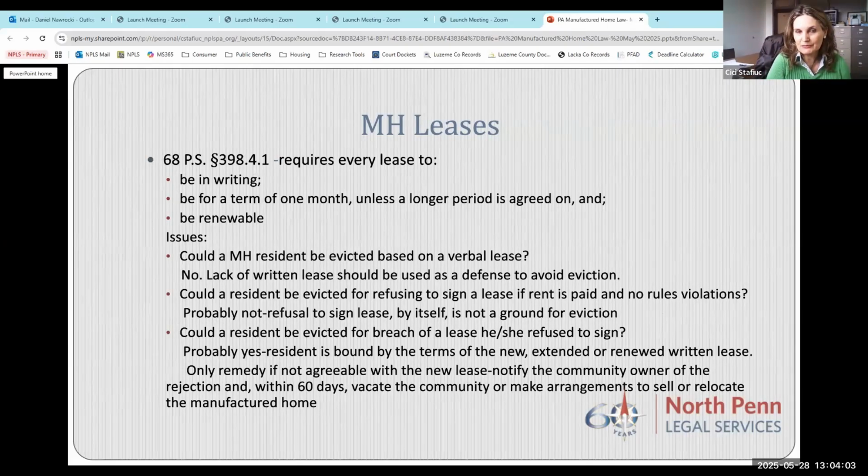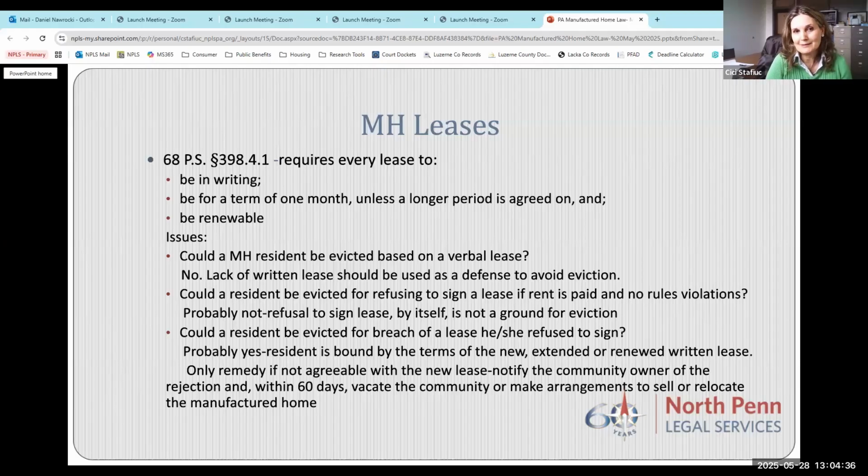Okay, so the next issue that we're seeing, and actually I'm seeing in this case that I just showed you, is basically leases. What kind of lease do you need? So the Manufactured Home Community Rights Act is pretty clear that you need a lease to be in writing. It can be a month-to-month lease, or it can be for a longer period, but it needs to be in writing and needs to be renewable.